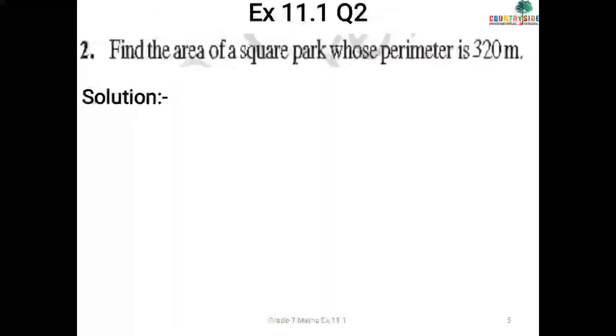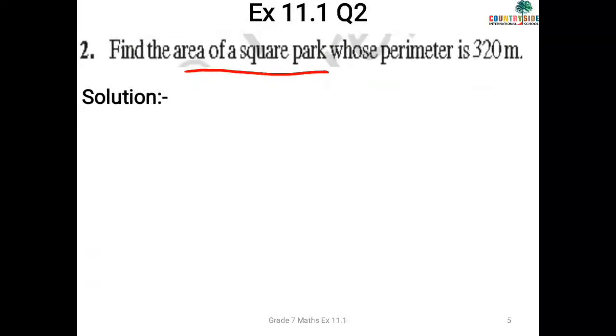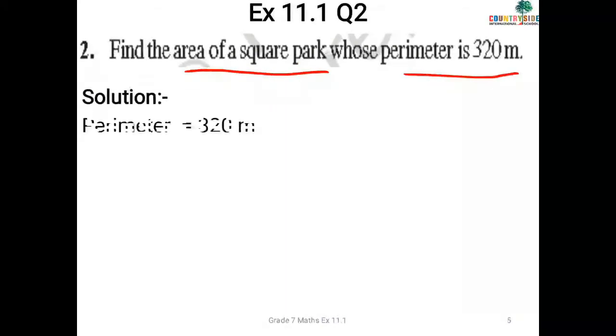Okay, question number 2. Read the question very properly. Find the area of a square park, whose perimeter is given to you. So the first step is, we know the perimeter is 320.